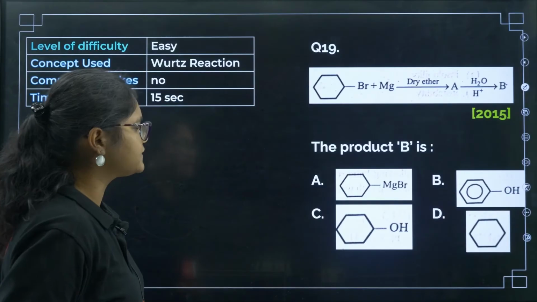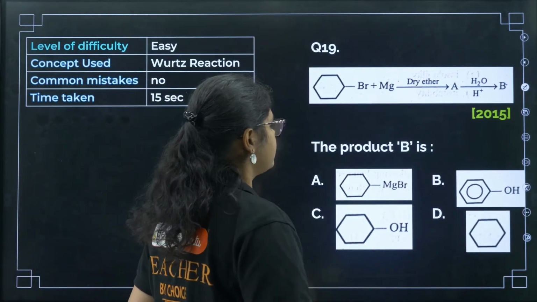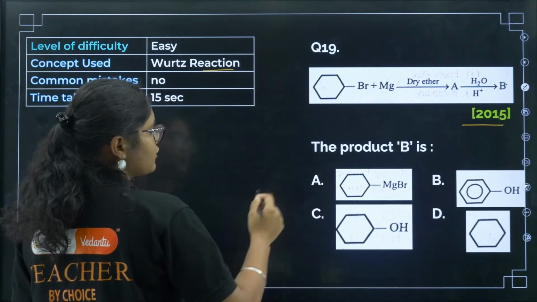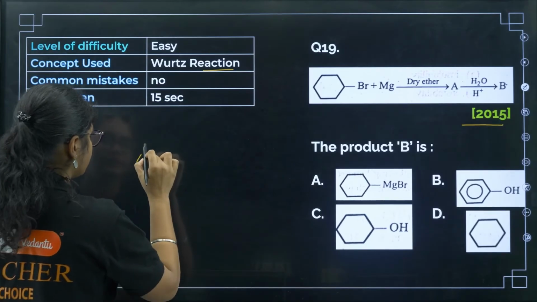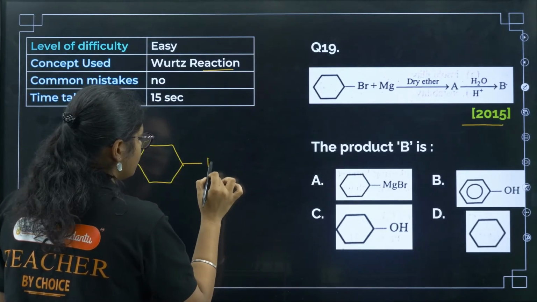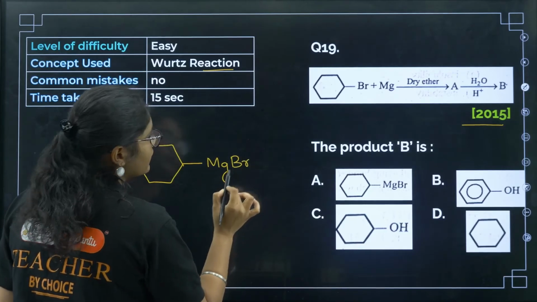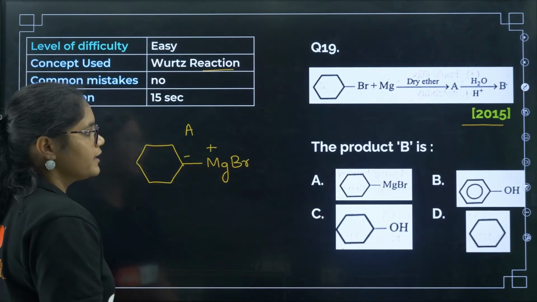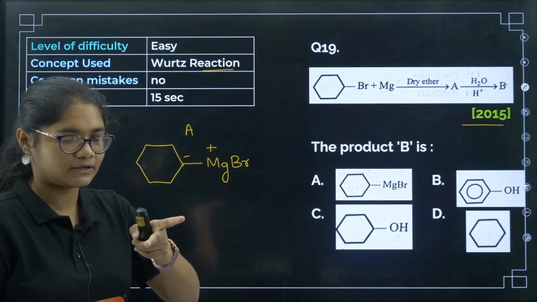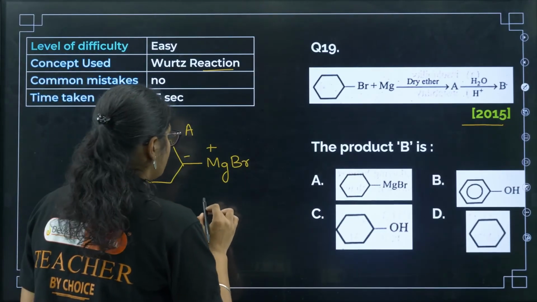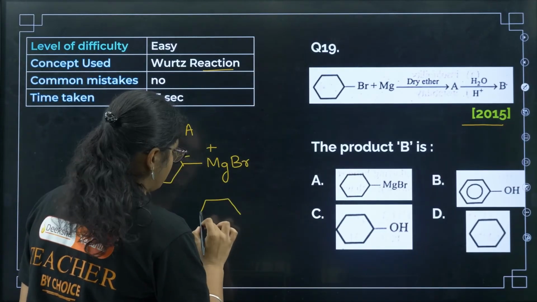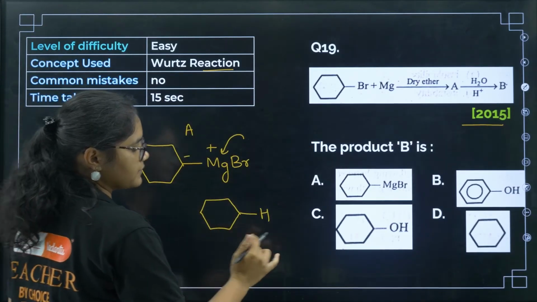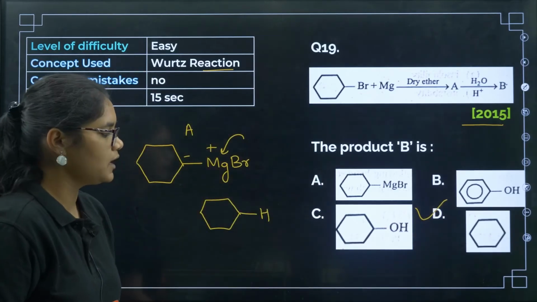Next question is again a reaction based question, 2015, an easy question if you know the reactions. So first of all we'll get the Grignard reagent, right? So A will be this one. Now after that what will happen? This is plus, this is minus. H2O is there. H2O has H plus and OH minus, so H will attack here. Okay, so we will get it like this, and OH will attack on this one and this one will go. So this is nothing but cyclohexane. Option number D will be the correct answer.